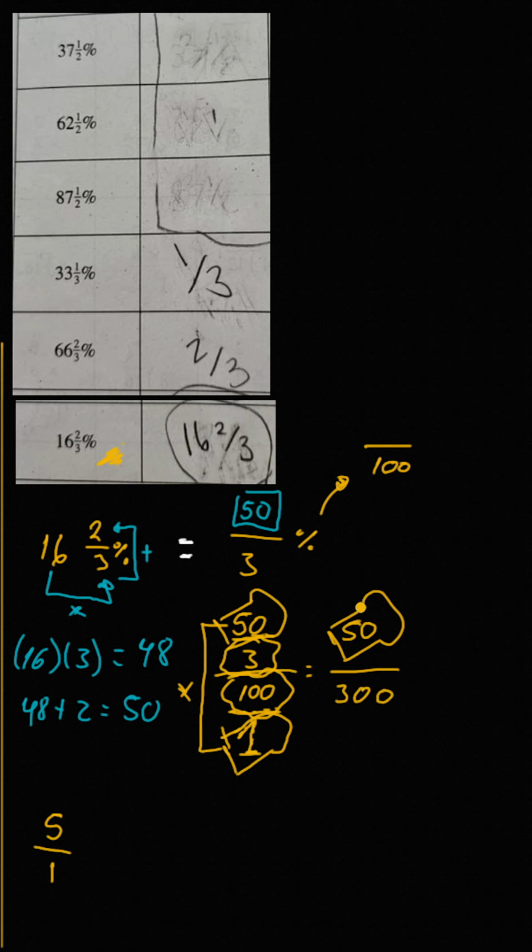And then you just have to simplify this operation, right? So we can just cancel zeros. It's going to be 5/30. And we can simplify this a little bit more as 1/6. And that's it. So 16 2/3% is the same as 1/6. All right, let's do another one a little bit quicker.